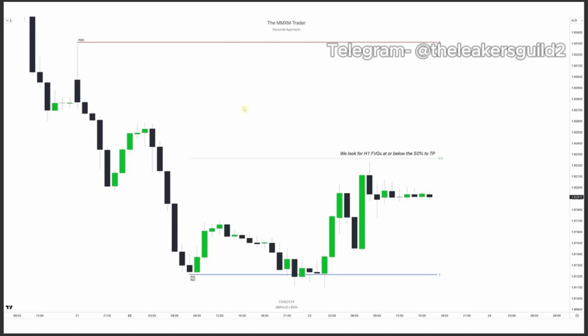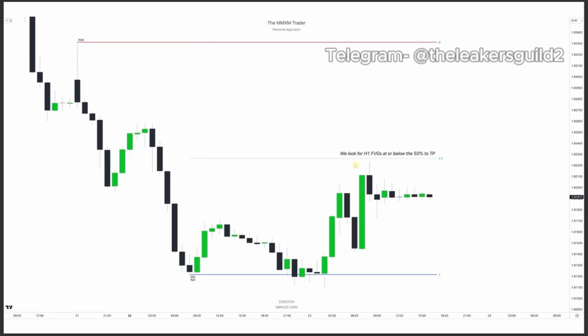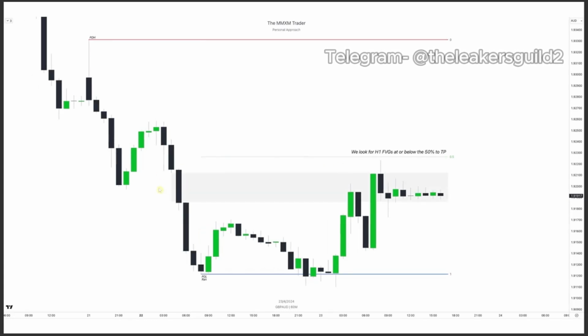So we're not holding until previous daily high. This is a counter trend trade or a scalp model. So we're aiming for 50% of the range. We've got that fair value gap over here, right? That is what we're going to be targeting after previous daily low has been ran.